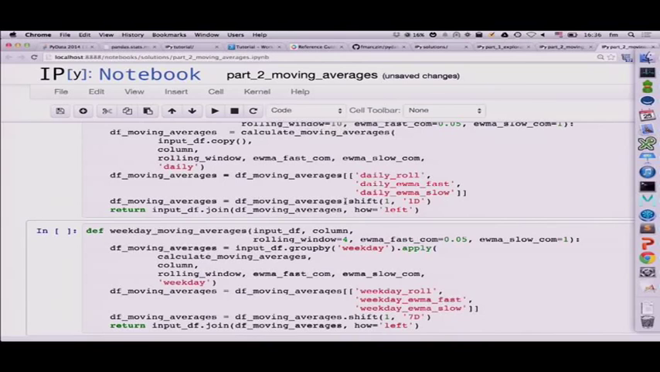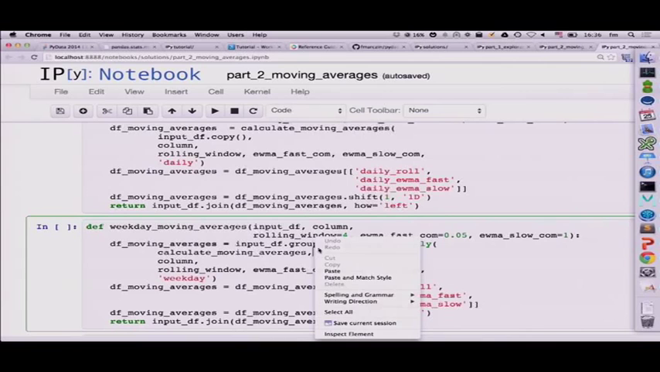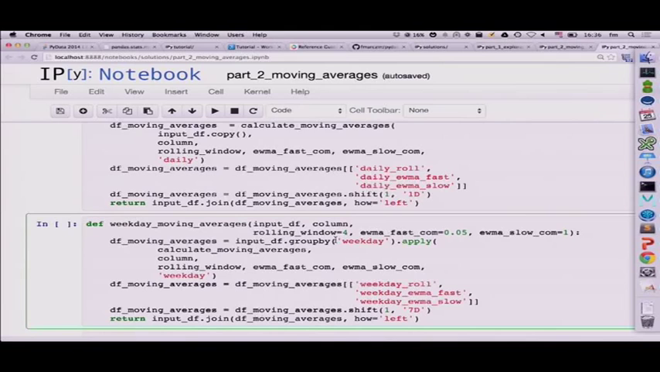Then we are interested in moving averages that take into account just the same weekday. So as a prediction for one, say, Monday, we want to have a moving average calculated from all past Mondays. So we do this in a group by. So we group the data frame by weekday, and then again apply the function that calculates the moving averages.